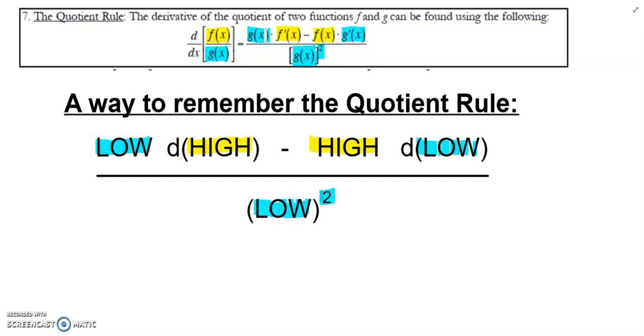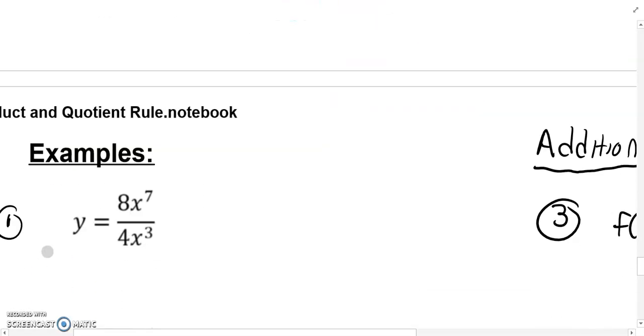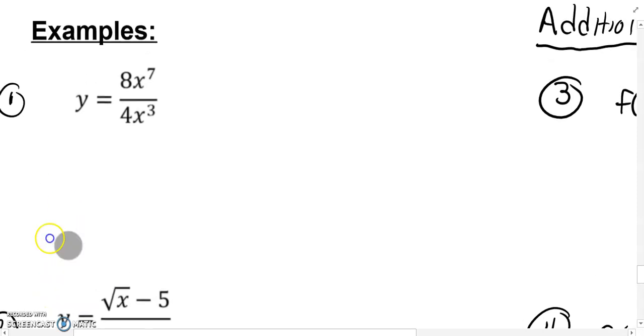If you say this enough times, it kind of becomes like what the quadratic formula was to you in Algebra 2. You learn it, you fit it to either a tune of a song or kind of a rhythm as you're saying it to yourself, and it helps you remember it when working through problems. So low d high minus high d low over low squared. Now that you know that, let's look through a couple examples of how we use this.